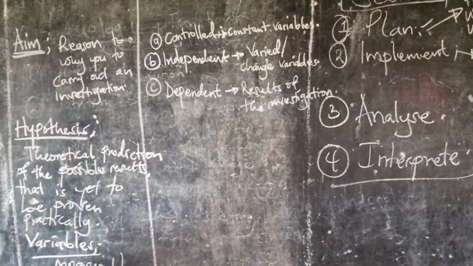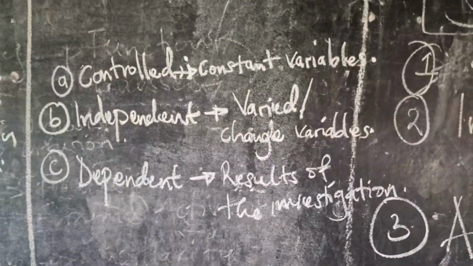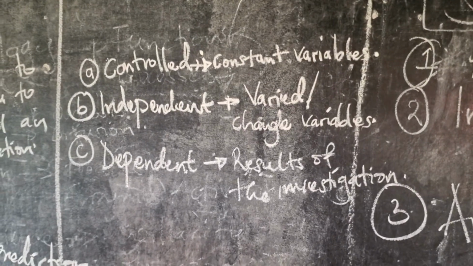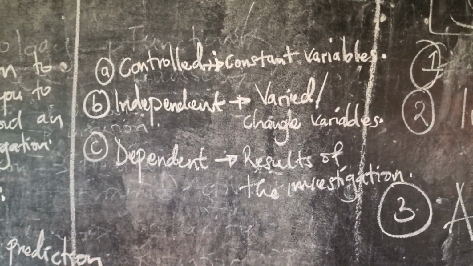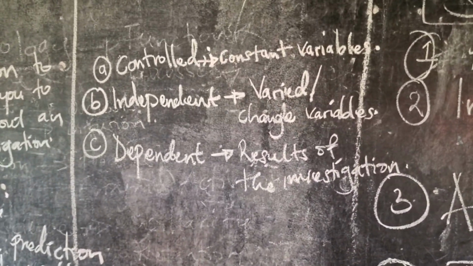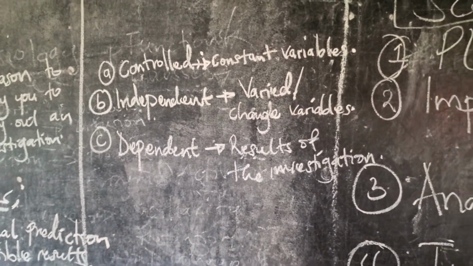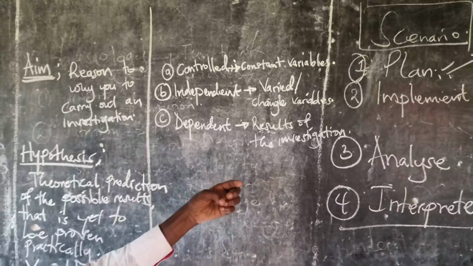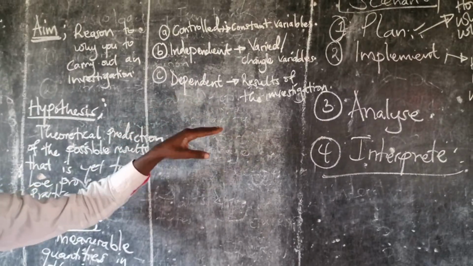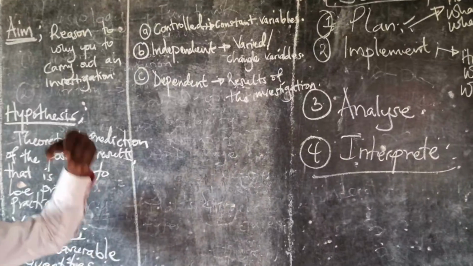So we have three categories of variables: controlled variables, independent variables, dependent variables. The controlled ones are the ones that are kept constant throughout the experiment so that they do not affect the results. The independent are the ones that are varied or changed so that we can get results of an experiment. And then the dependent variables are those quantities that will be obtained as results of carrying out the experiment.